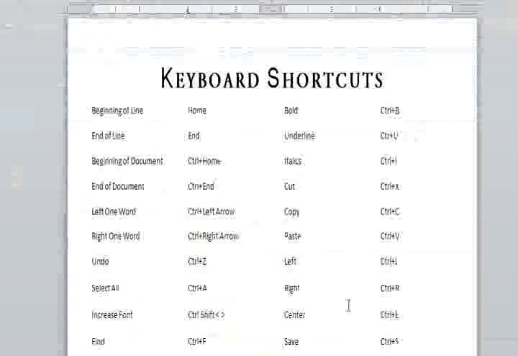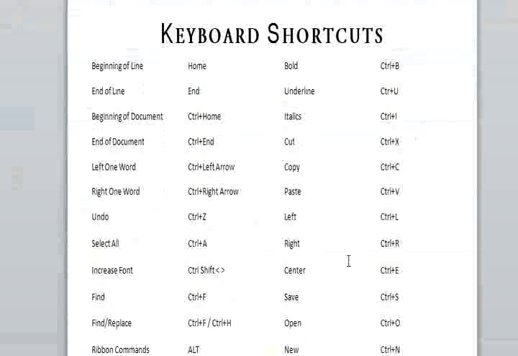This next column will go a little bit faster because a lot of these you already know and are very obvious what they do just by the command. So I'm going to go through. Bold is Control-B, underline is Control-U, italics is Control-I. Cut, copy, and paste. We'll be doing a lot of moving and cutting and pasting, so please use these keys. Again, these keys work in all programs on Windows, not just Word. So cut is Control-X, copy is Control-C, and paste is Control-V.